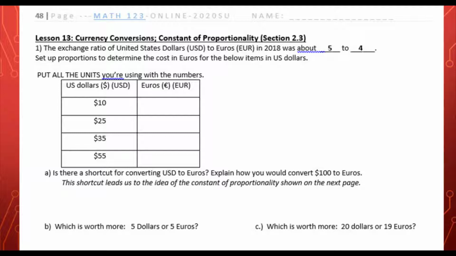That means it took 5 US dollars to purchase 4 euros. So I'm going to set up a proportion and determine the cost of euros. Now these are pretty simple, but there's a deeper level going on here that we'll try to explain. But the first problem is we have 10 US dollars and we want to turn them into euros.